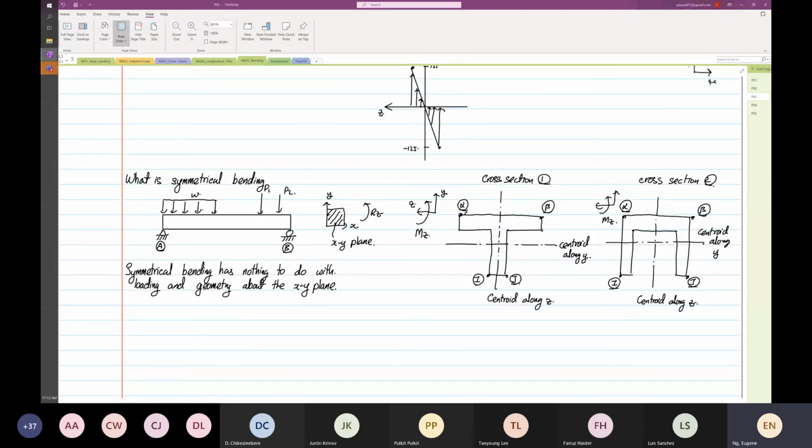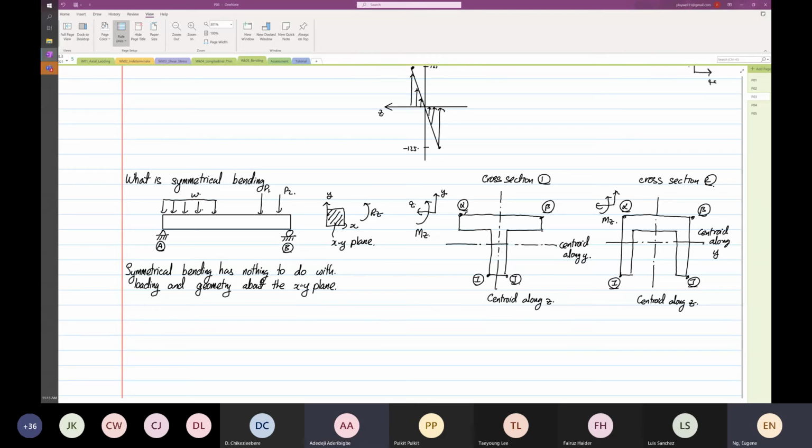Sometimes the cross section is symmetrical, sometimes it's not, right or no? Am I right? Is this symmetrical bending? Anyone, please? Yes, it is. Why? You are right. But why do you say that it's symmetrical bending? Because the centroid along the z-axis divides it into two even parts.